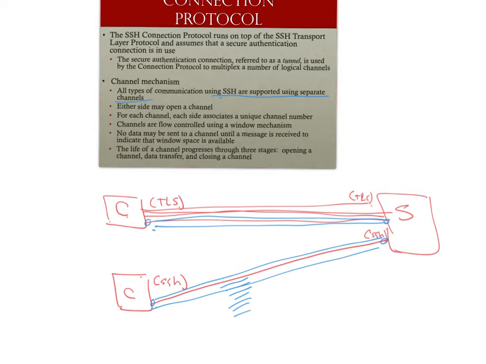For each channel, each side associates a unique channel number. So if I have 100 files, each file will be downloaded in a separate channel, and each channel will have a channel number. Channels are flow controlled using a window mechanism. So I need to do flow control on the level of the channel, which is different from TCP. This is done on the level of the channel.